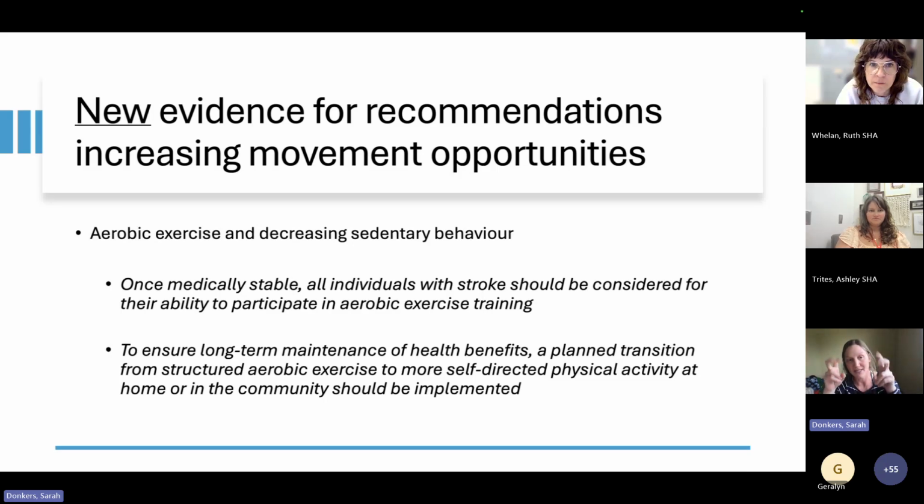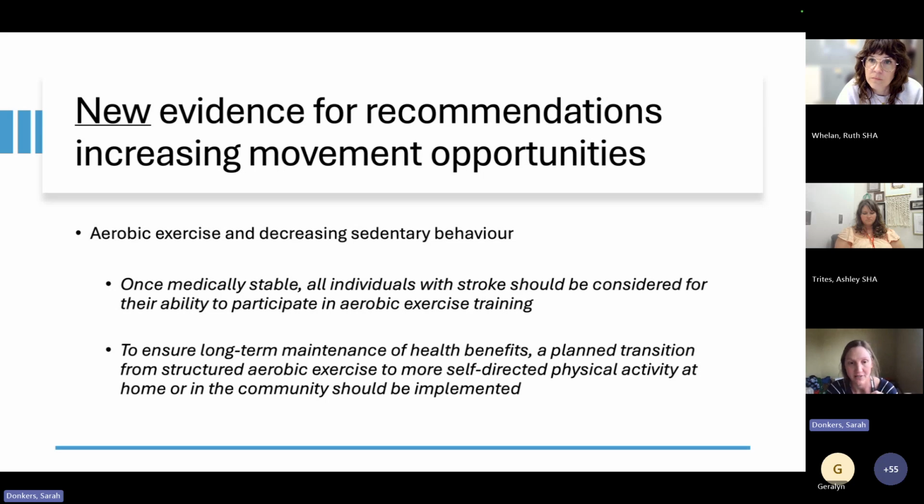Another new recommendation. It's not new that we should be doing aerobic exercise, and it's not new that we should be doing aquatic exercise. It's just new evidence. So now we have higher quality evidence to emphasize how important it is to increase movement opportunities.